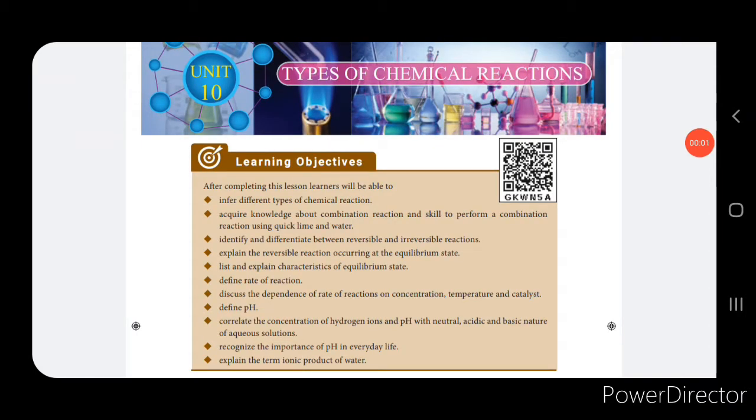Now children, chemistry is all about chemical reactions, isn't it? We come across many chemical reactions in our day-to-day life. Now we need energy for the various physical activities, isn't it? Now where does this energy come from? Digestion of food. Digestion of food again is a chemical reaction. Photosynthesis, again it is a chemical reaction, isn't it?